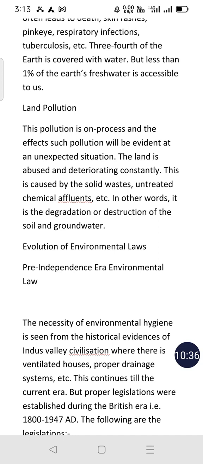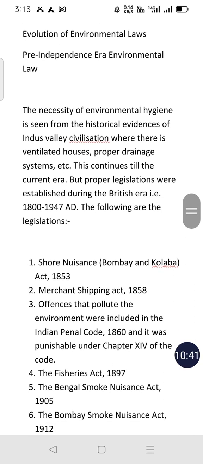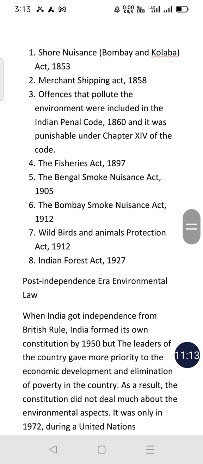Evolution of environmental laws: pre-independence era environmental law. The necessity of environmental hygiene is seen from the historical evidence of the Indus Valley civilization, where there were ventilated houses, proper drainage systems, etc. This continued until the current era, but proper legislation was established during the British era, that is, 1847 AD. The following are the legislation: shore nuisance, merchant shipping, and offences that pollute the environment were included in the Indian Penal Code. The Fisheries Act, the Bengal Smoke Nuisance Act, the Bombay Smoke Nuisance Act, the Wild Boars and Animals Protection Act, the Indian Forest Act. These are all the acts.